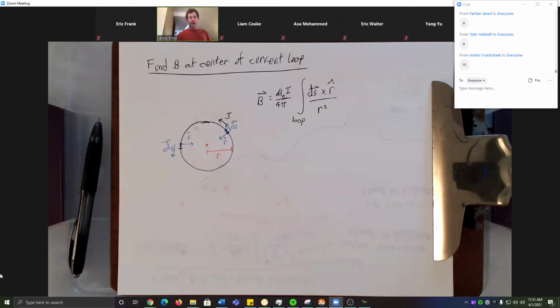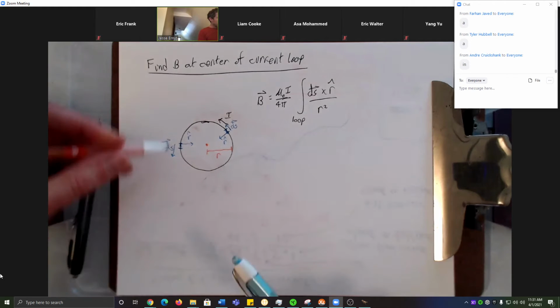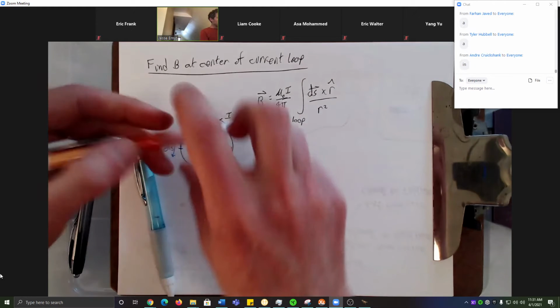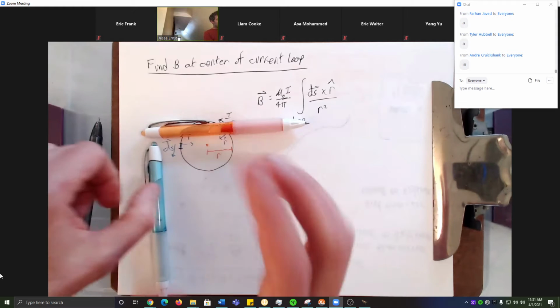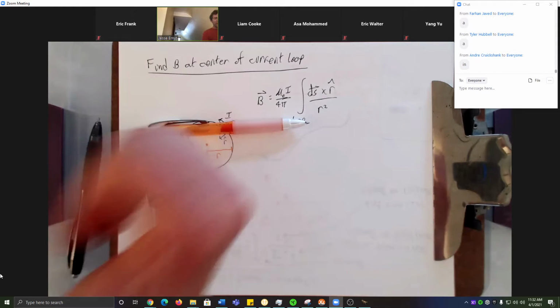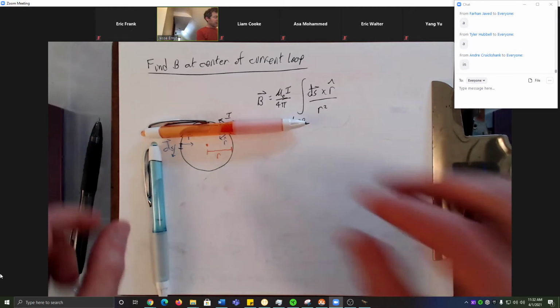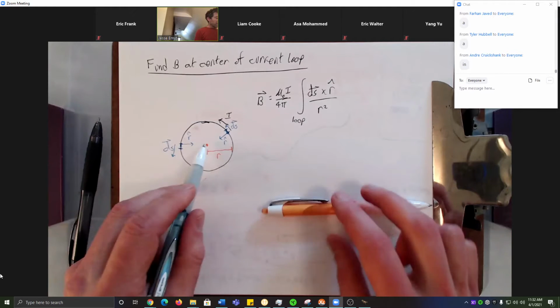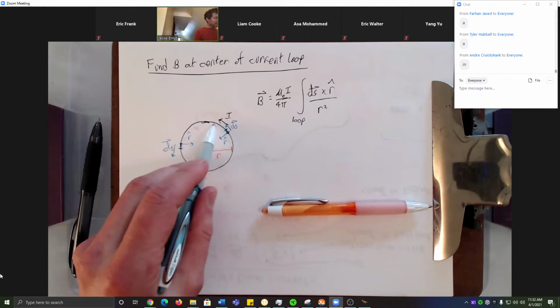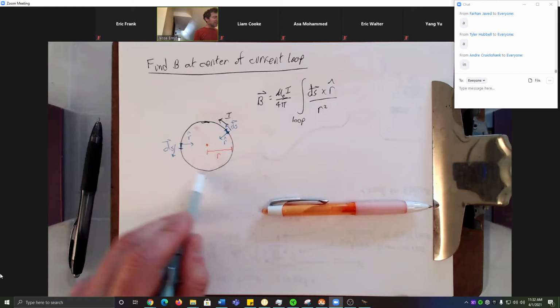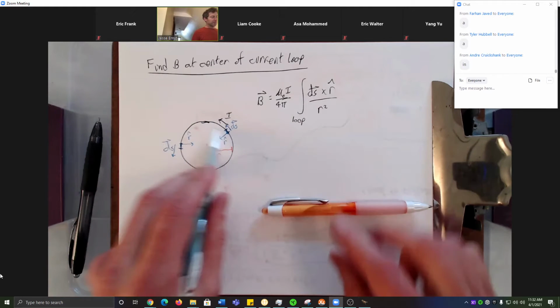So questions on why that is? From anyone who voted something else? All right, for this one, ds goes this way, r hat goes this way. So ds cross r is also still out of the page. So the B field here from all of the elements, they're all out of the page.